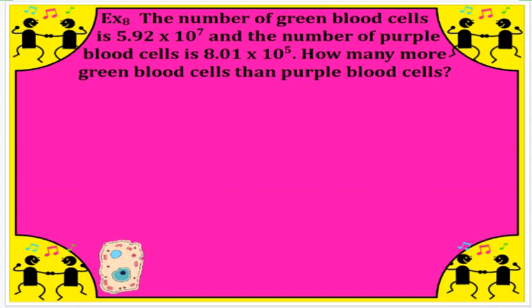Example 8, we have a word problem. It says the number of green blood cells is 5.92 times 10 to the 7th, and the number of purple blood cells is 8.01 times 10 to the 5th. How many more green blood cells than purple blood cells are there? So "how many more" is our key word here.